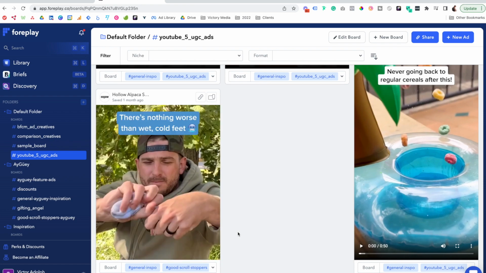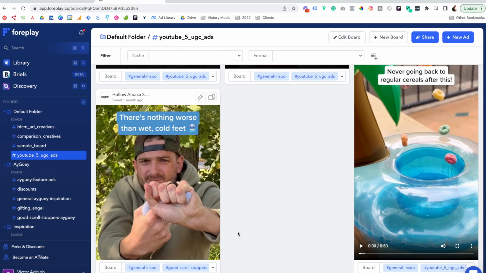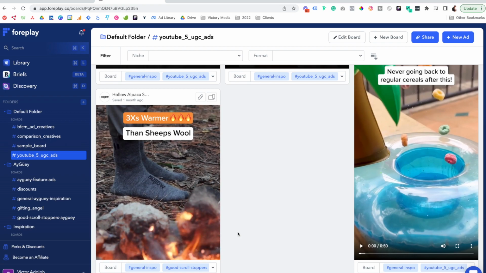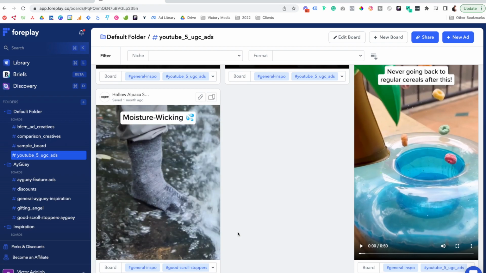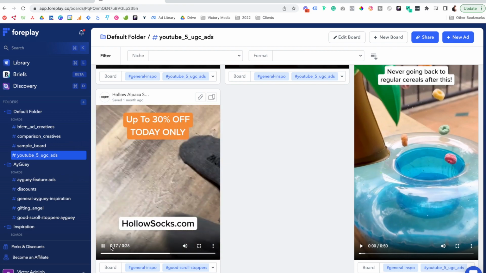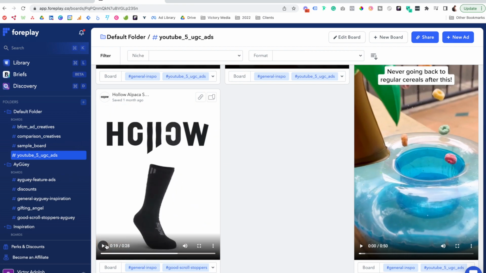As a hunter, there's nothing worse than wet, cold feet. Then a friend told me about hollow socks. They're 3 times warmer than sheep's wool, moisture wicking, and made in the USA. Seriously, I will never go back to sheep's wool again.